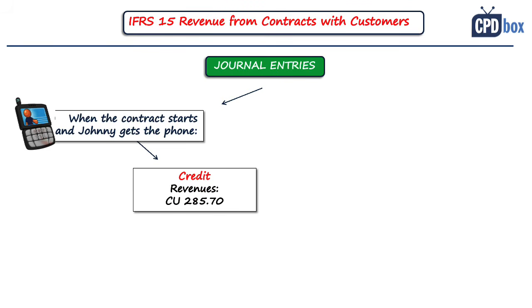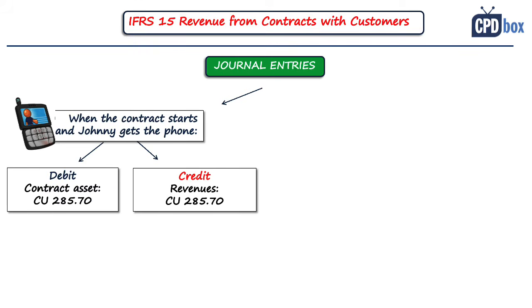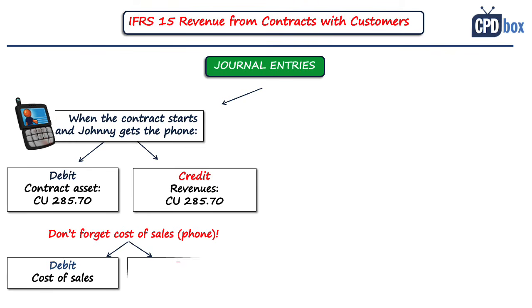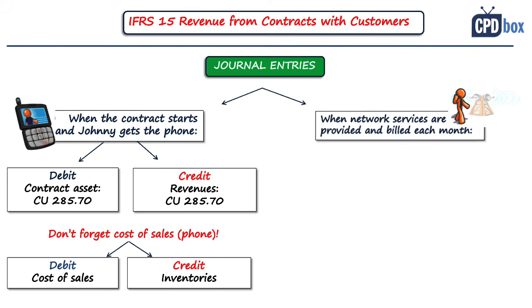Now, we don't have any cash from Johnny, so what's the debit? That would be the contract asset, not receivable, but contract asset. If you'd like to know the difference, please watch this video linked right here and in the description. I just remind you not to forget to book cost of sales to remove the phone from inventories. So that would be debit cost of sales and credit inventories with whatever the cost of the phone is on the warehouse.